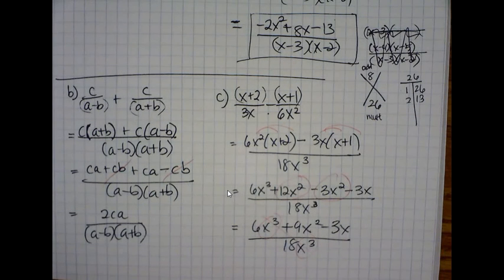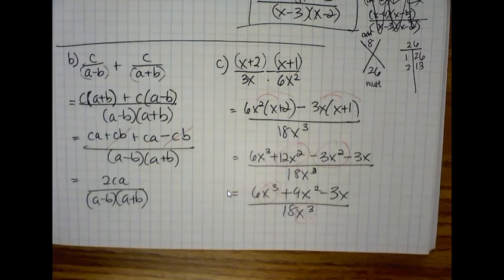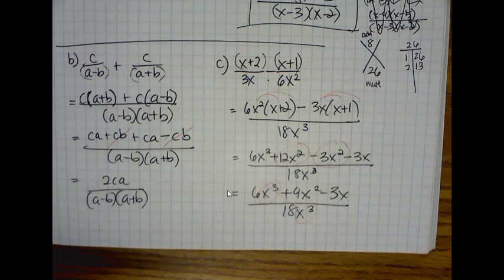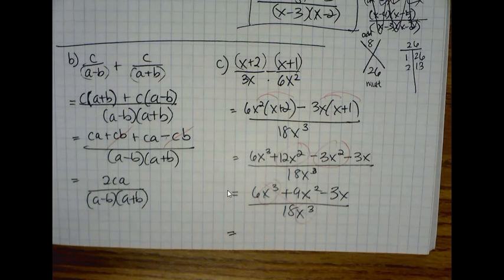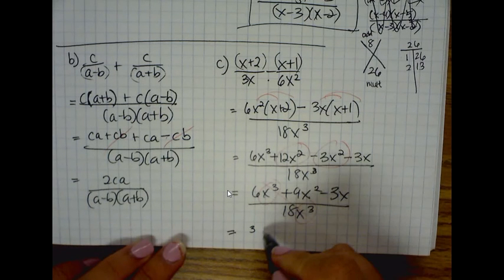So what should I do first? Am I done? No. We have to factor the top. In order to factor, before you do any method, take out any greatest common factors, such as 3 and x. If I take a 3x out of this term, I'm left with 2x squared. If I take a 3x out of here, I'm left with 3x minus 1, over 18x cubed.